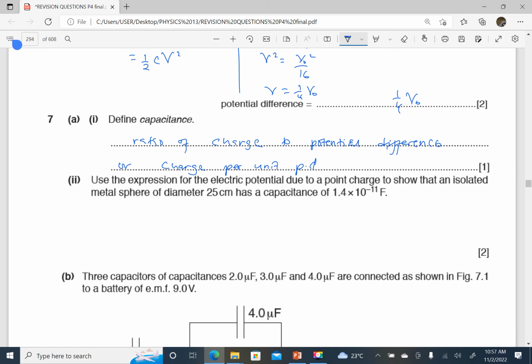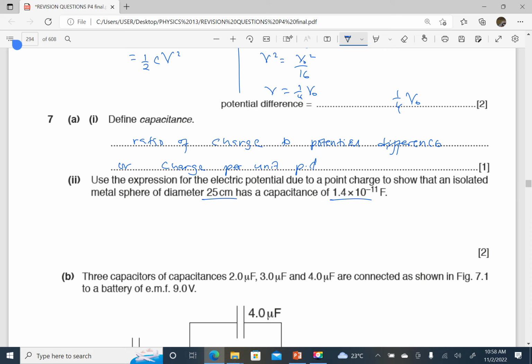Use the expression for the electric potential due to a point charge to show that an isolated metal sphere of diameter 25 centimeters has a capacitance of 1.4 times 10 power negative 11 farads. Okay, so we want to use the expression for the electric potential due to a point charge.